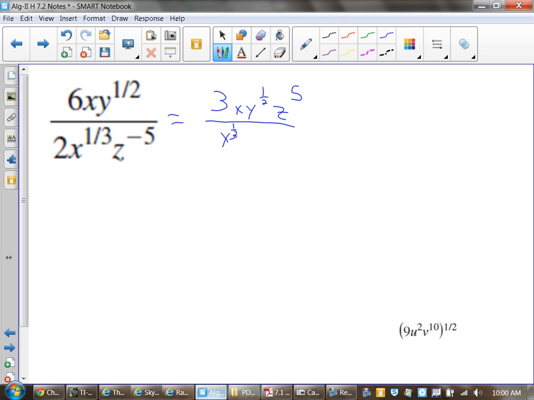From there, I play those games of war. I have x and an x to the 1/3. Who wins? X. So what's 1 minus 1/3? 2/3. So I have nothing else to move around or do anything else. So my final answer would become 3x to the 2/3, y to the 1/2, z to the 5th. And that's done.